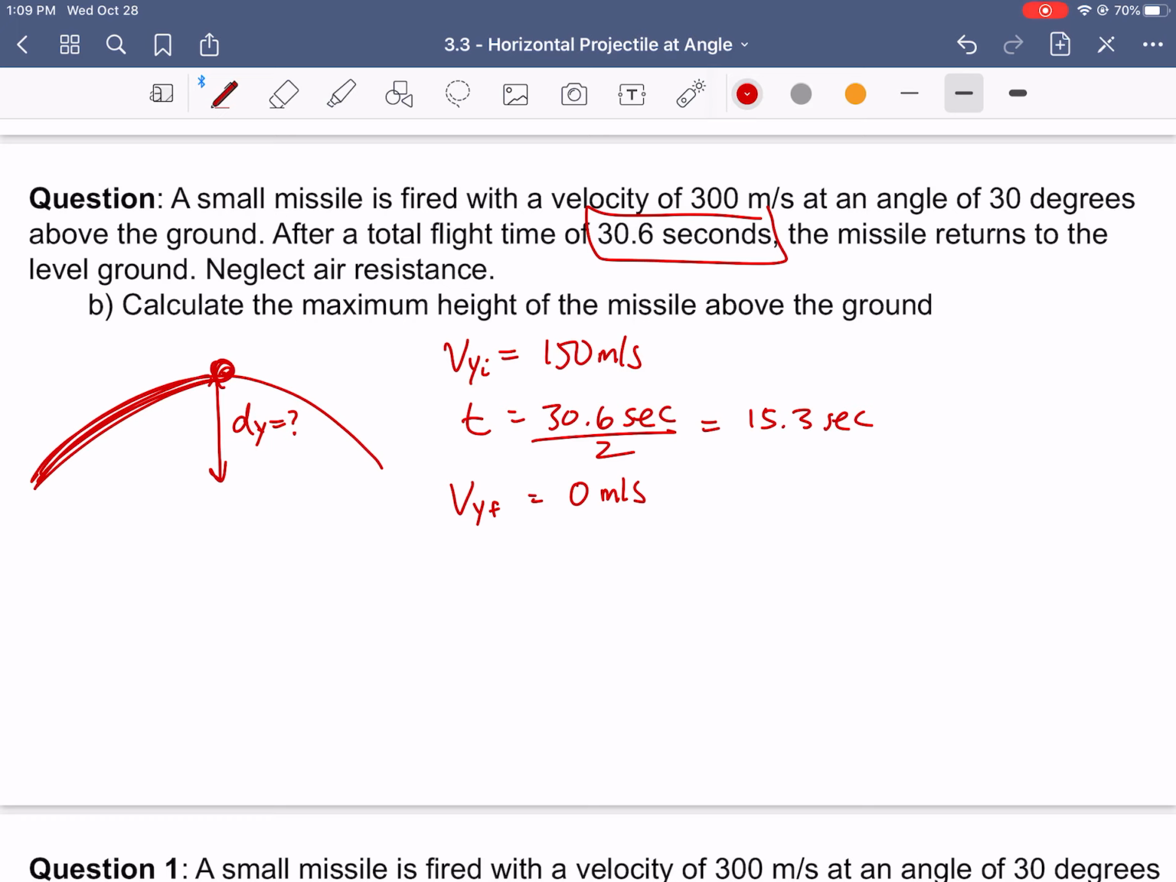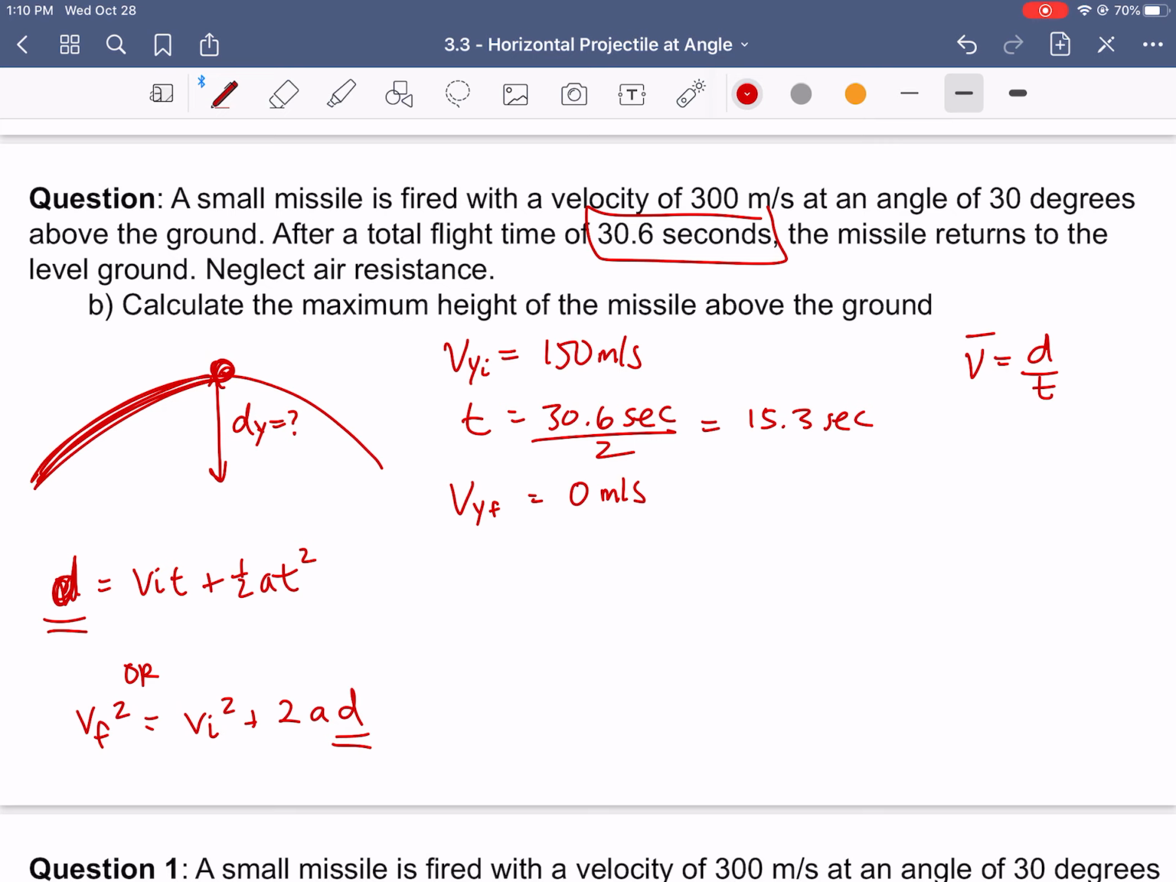All right, now going back to the equations on your reference table. For the kinematics equations, you can use average velocity equals d over t. There are multiple things that you can use. Distance is equal to Vi times t plus half a t squared. Or you can use Vf squared equals Vi squared plus 2ad to get distance. Whatever works for you, you can just pick and choose, and you're going to get the same answer.